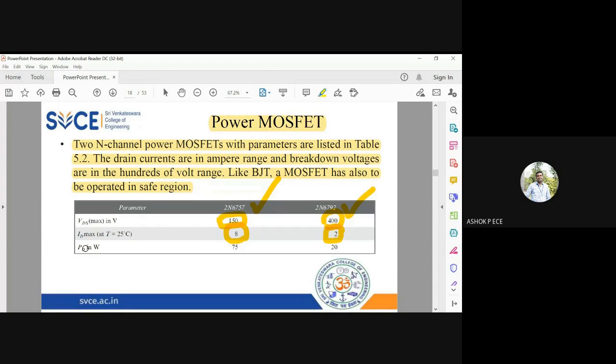The power dissipation is 75 watts in the first case and 20 watts in the second case. You can see a huge amount of power is coming out from your MOSFET. That is because the operating voltage VDS is very high and the drain current ID is also in the range of amperes. That is the reason why the power dissipation is very high, and this output power is required for us in many applications. So these two MOSFETs are available in the market, which are called power MOSFETs.